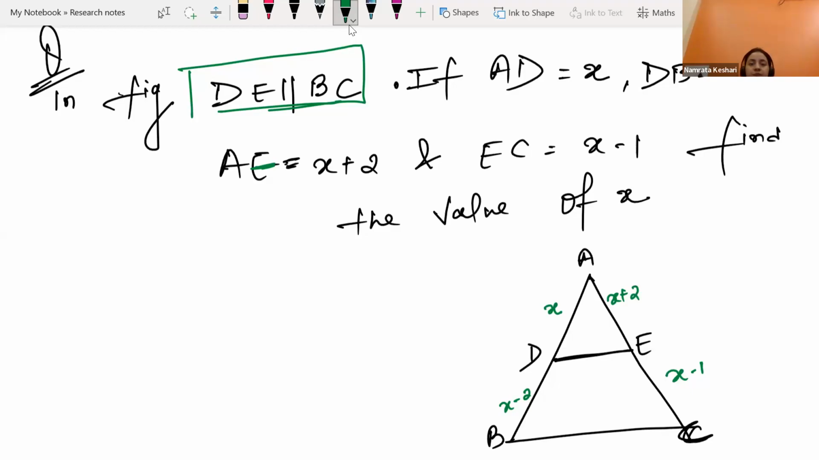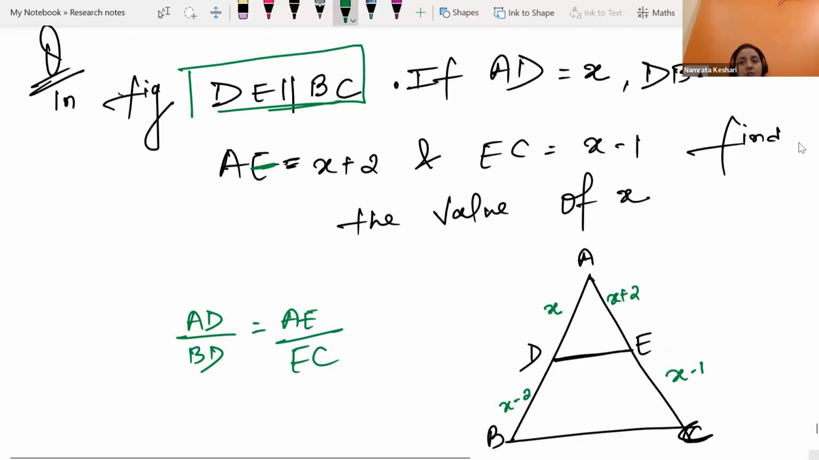How can we find x from here? Anyone? Yes. We can find x by AD by BD is equal to AE by EC. Exactly. Because DE is parallel to BC, then by basic proportionality theorem or by Thales theorem we can write that the ratio AD by BD must be equal to AE by EC. Yes or no? First confirm everyone is getting it or not. Can we say that?